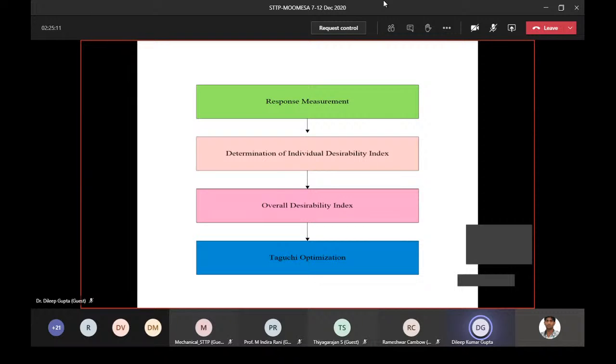तो ये आप सारे रिस्पॉन्स को यूज करके फिर टागोची ऑप्टिमाइजेशन की तरफ आगे जा सकते हैं। Once it is the best combination, आपको बेस्ट अल्टरनेटिव सेलेक्ट करने के बाद आप फिर उसके ऊपर टागोची ऑप्टिमाइजेशन की तरफ आगे बढ़ा सकते हैं इसको, राइट?